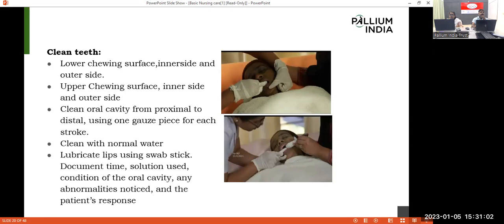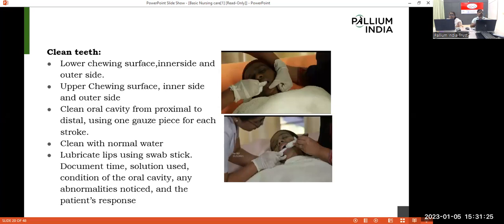After the proper cleaning inside the oral cavity, to avoid cracks and dryness in the lips and the face, we need to lubricate the lips using the swab stick and document the time. Already we have the plan to do the oral care on a TDS basis or 6th hourly. Whatever the basis is, we need to convey that.